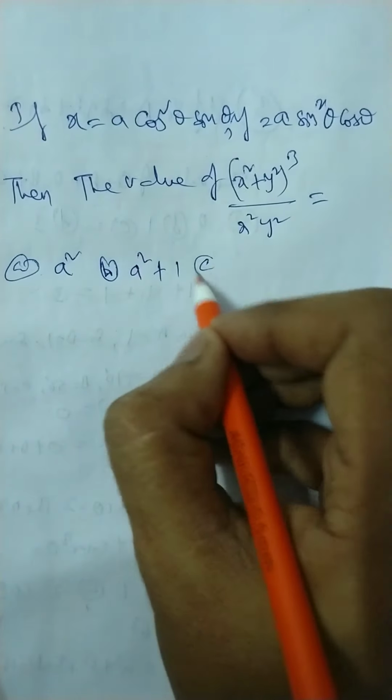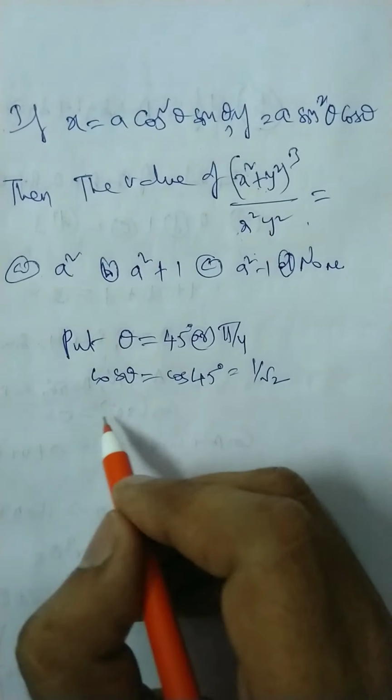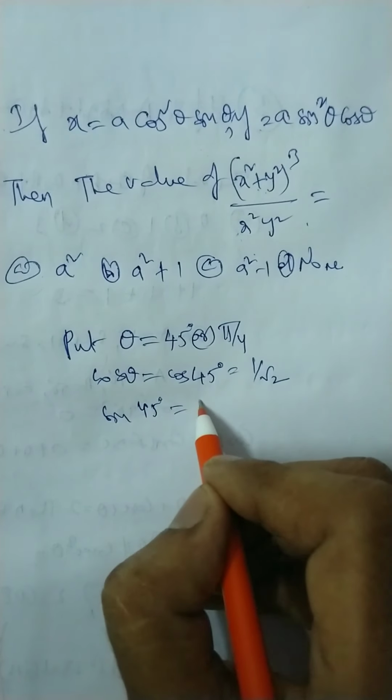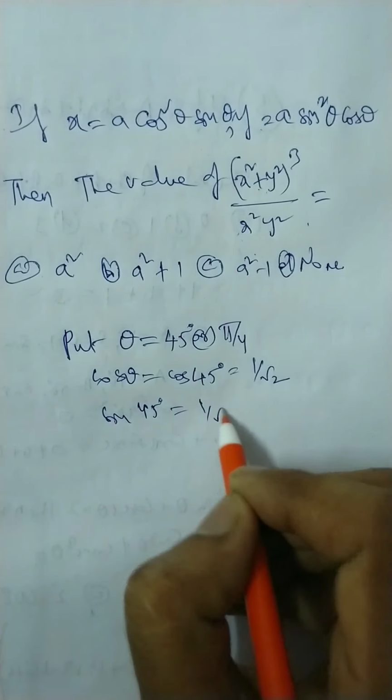To find this value, (x square + y square) whole cube by x square y square, one can simply square these values and substitute here, and then take the cube of the term and divide by the denominator. But to solve this problem very fast, we use a trick: substitute theta equal to 45 degrees, and observe that cos 45 degrees is 1 by root 2 and sin 45 degrees is 1 by root 2. So, keeping this in mind, I am going to substitute theta equals 45 here.